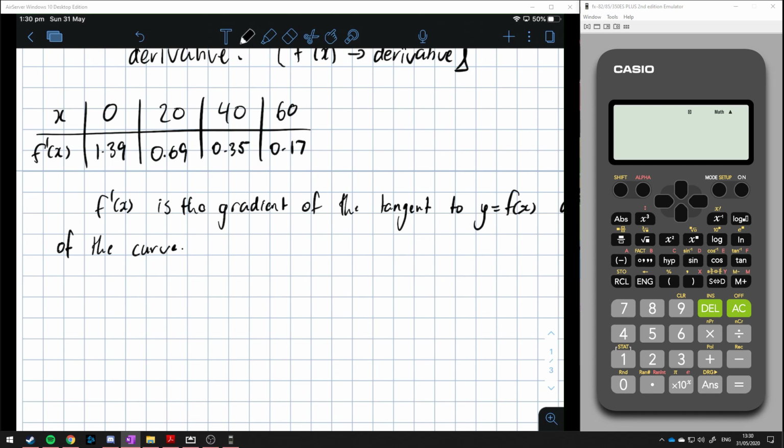Okay, so that's our introduction to calculus and the whole idea behind it. What we're going to be doing in our next video is looking at when the gradient function is a linear or constant function, so when the function itself that we're going to find the gradient of is linear or constant.